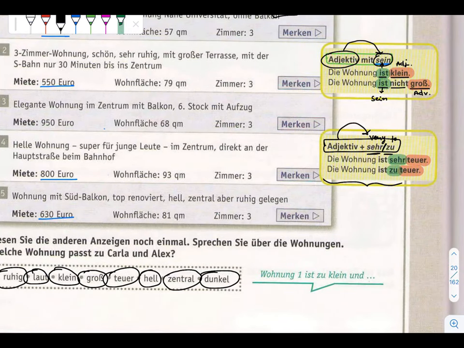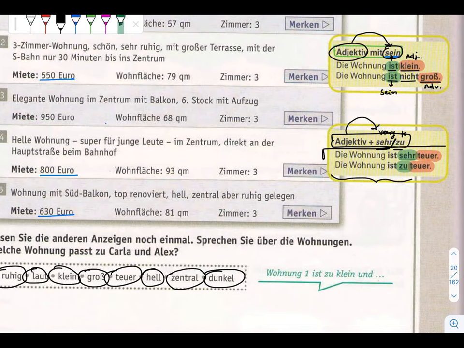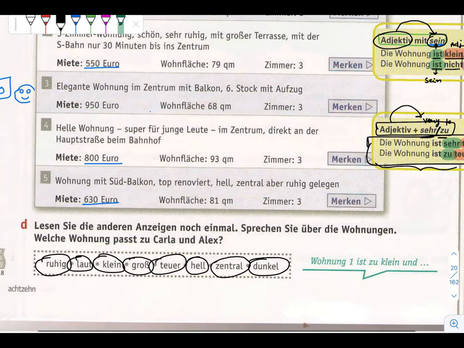So, again, you can also frame some sentences like this and you can write them in a comment. For example, the laptop is very costly. The phone is very cheap. The apartment is very calm, ruhig, or the apartment is very loud. Any sentence you can frame, and you just need to let me know in the comments.